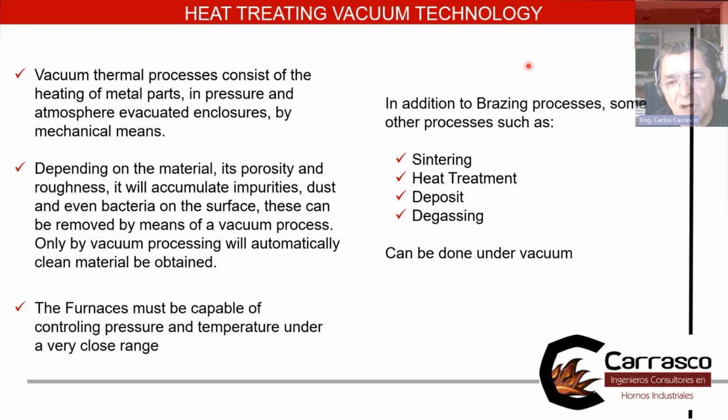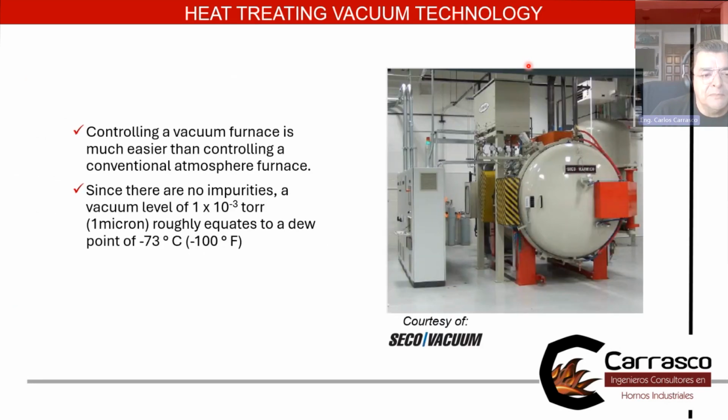Brazing is one of the processes that you can run in a vacuum furnace, but sintering, heat treatment, deposition, and degassing can also be done under vacuum. So there are many applications in the industry for vacuum furnaces. Controlling the vacuum furnace is easier than controlling the conventional atmosphere furnace.